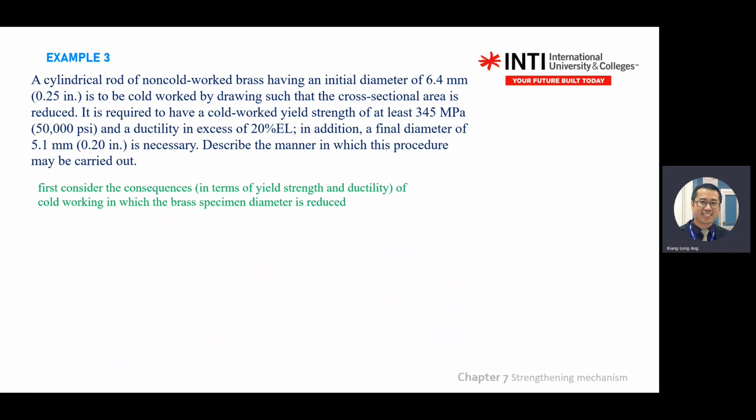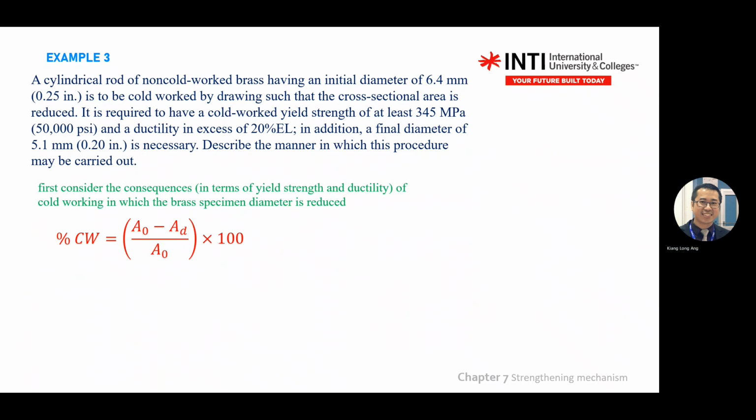This example 3 is a final exam standard question. It's an application of the graphs that you have seen since the beginning of this chapter. Then you need to do some calculation and explain the process. So you consider the process, right? You calculate the percentage first.